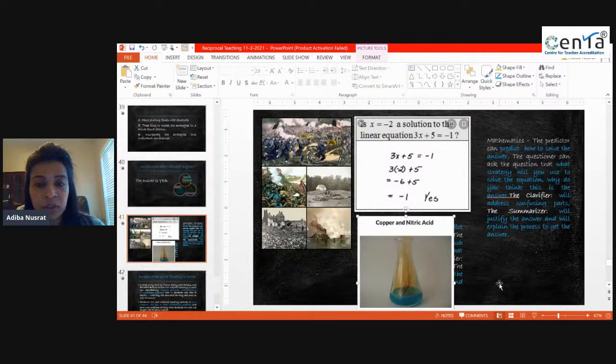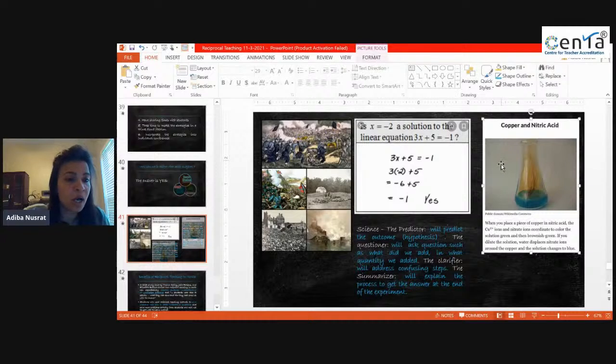Okay, for the mathematics equation, the equation is there. I will not go deep into the mathematics equation. So as a predictor, the predictor can predict how to solve the answer. The questioner can ask, what strategy will you use to solve the equation? And why do you think this is the answer? Please excuse me. And the clarifier will address confusing parts. And the summarizer will justify the answer, what process he used and how he got the answer. So this is how we can use our strategies in all other subjects. And it's really a very useful strategy and a great support for other subjects as well. Okay.